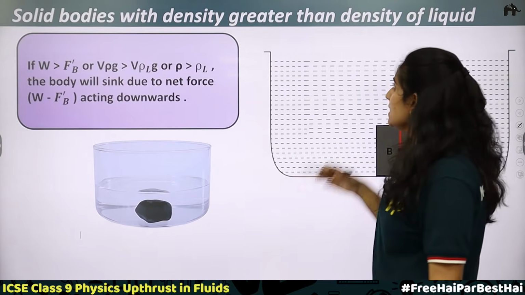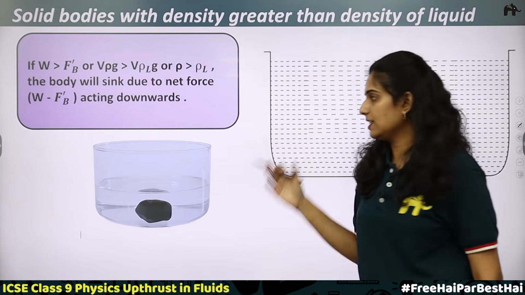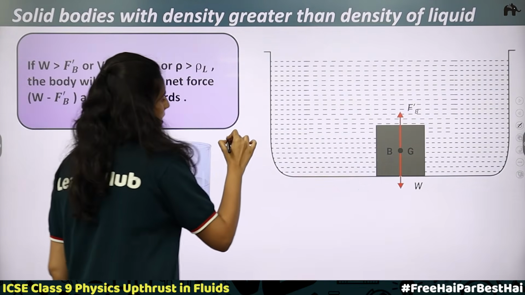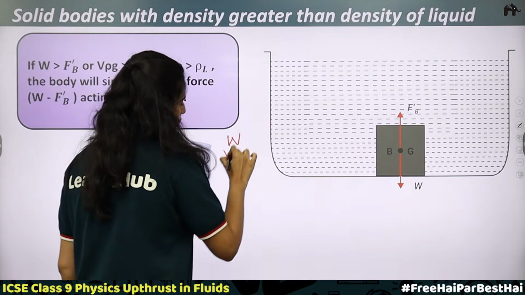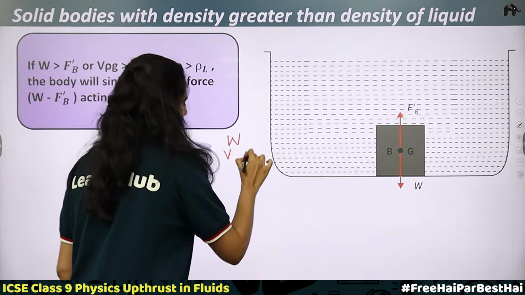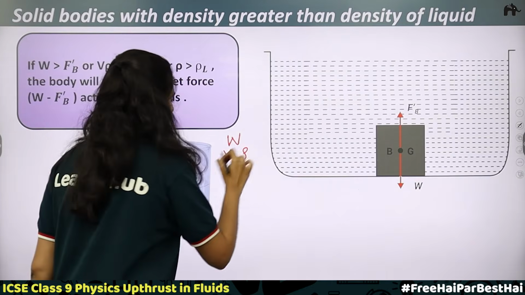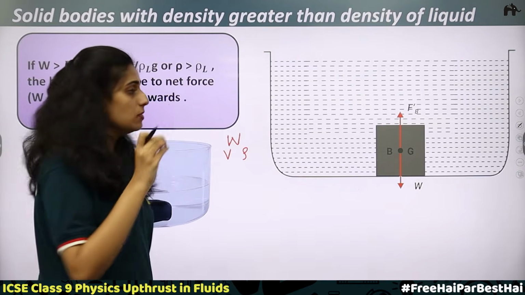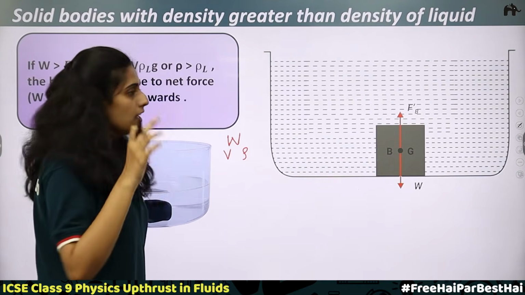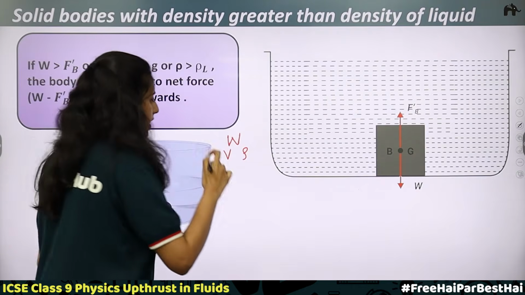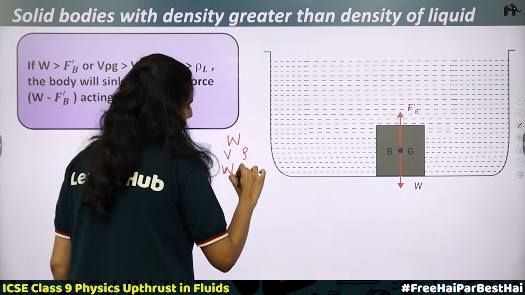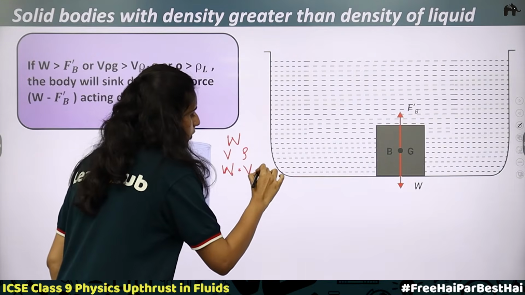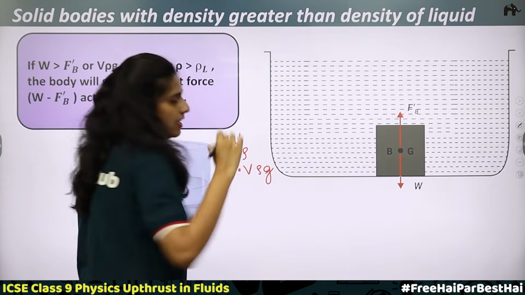Solid bodies with density greater than the density of the liquid. So first case we'll discuss. Here you consider a body, for example, a stone. Let's say the weight of the stone is W, volume is V, and the density of the body is rho. Then what is weight? We know the mass, volume, density relation: density is equal to mass by volume. Then mass will be equal to volume into density. So weight will be equal to volume into density into acceleration due to gravity.